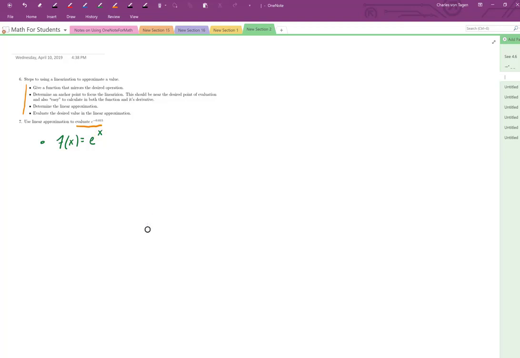And then the question is, where do I want to center this linearization? This is what I've been calling the anchor point. The anchor point should be a point that's easy to evaluate in the original function. But the other thing is it needs to be close to the point that we want to evaluate. So our goal, based on how we've given the function here, is we want to know what is f of negative 0.015. That's our goal. So I want to pick a point that's easy to evaluate in the e to the x function that is also close to this negative 0.015. So pause the video for a moment and think about what that a value should be.